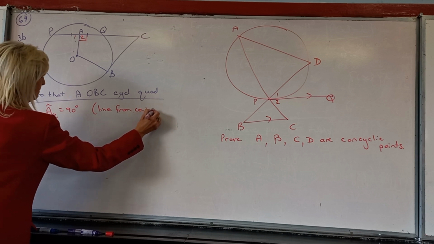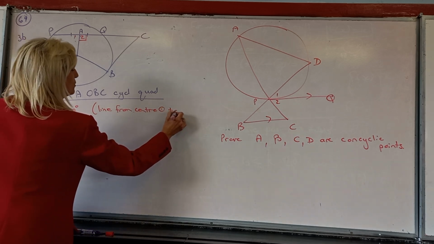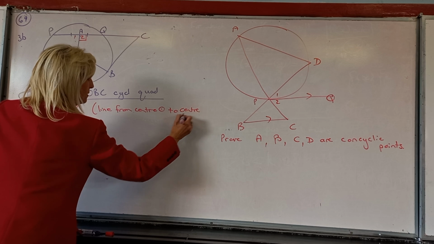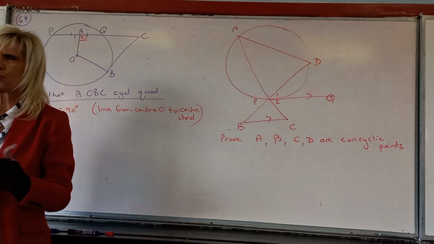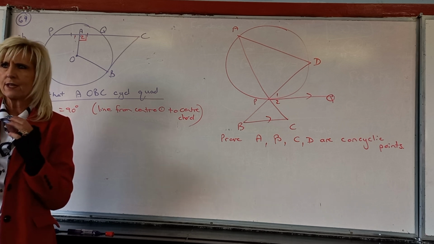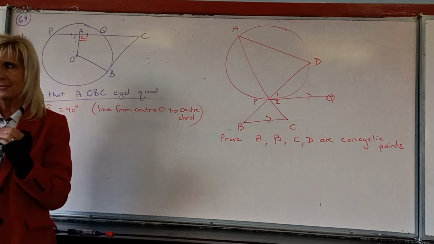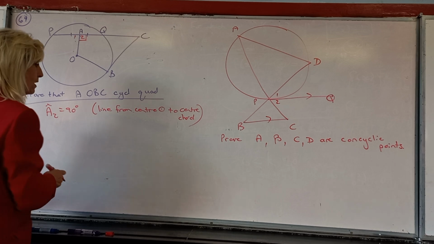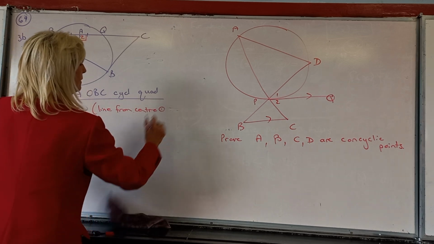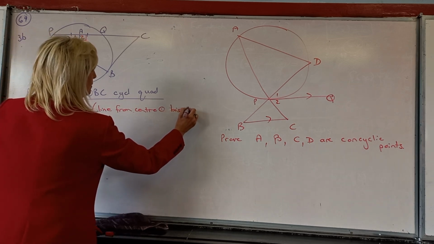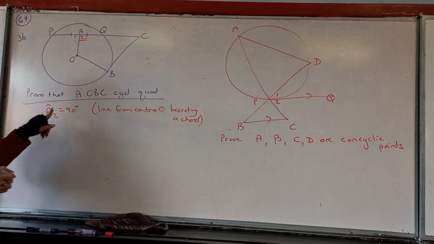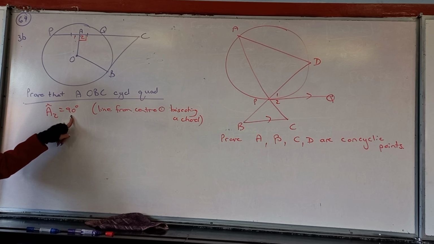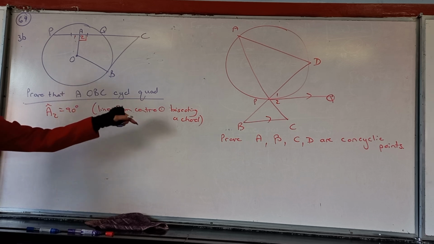Not perpendicular. A line from the center to the midpoint of the chord, or that bisects a chord. Is that okay, using other words? I'm saying that it's bisecting the chord. We're used to writing: a line from the center bisecting a chord will be perpendicular. So this is what happens with that theorem.